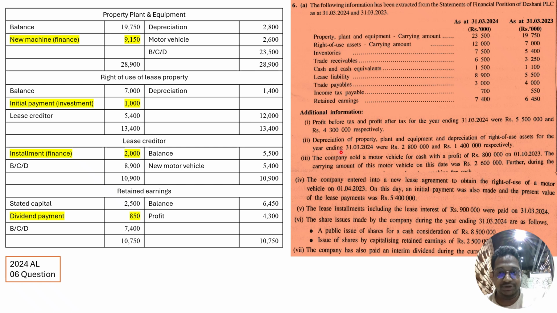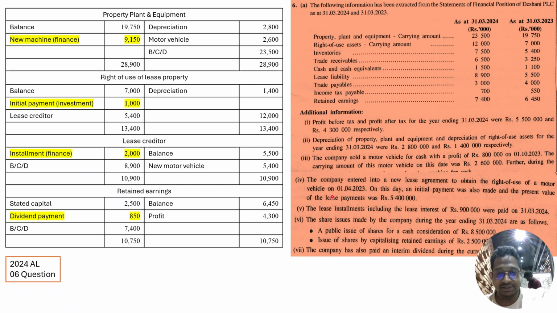Depreciation of property, plant and equipment and depreciation of right of use assets, these things you have to add back at the adjustments, right? And the company sold a motor vehicle for cash with a profit of 800,000. The carrying amount of this motor vehicle on this date is 2,600. And that disposal profit you should minus at the adjustments in operating activities. And the carrying amount plus that profit is the sales proceeds that you received when you are selling that motor vehicle. And that you should mention in investing activities.